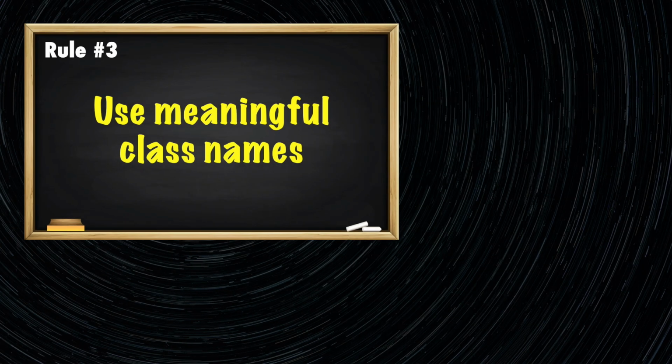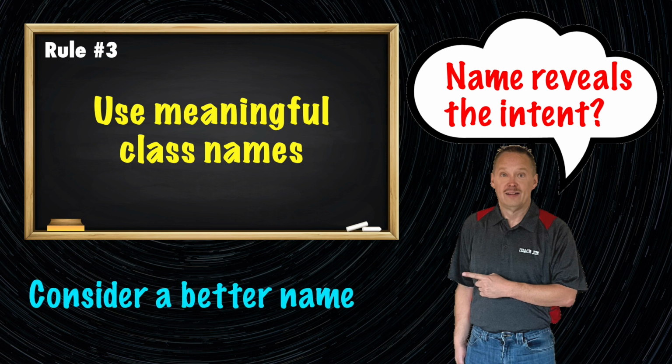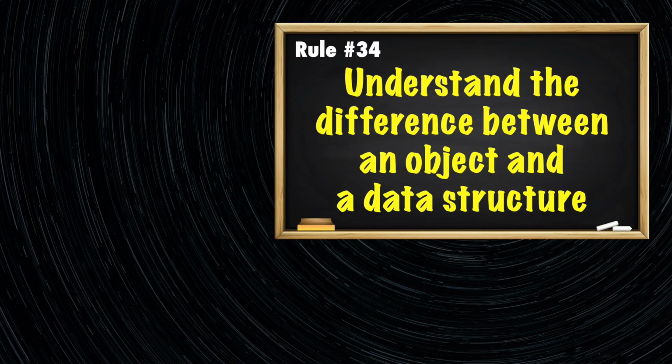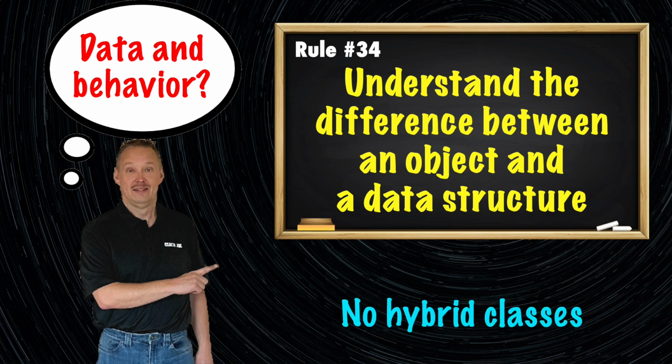Rule number 3. Does the name of the class accurately describe the responsibility being performed? If not, consider a better name that reveals the intent. Rule 34. Does the class contain a data structure and object behavior? If so, consider breaking up the hybrid class.